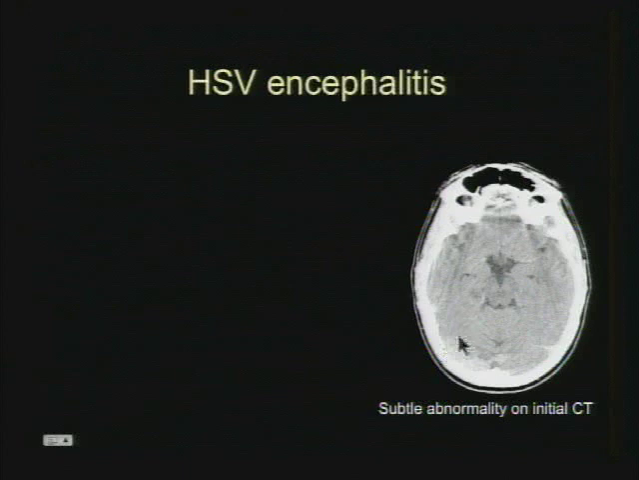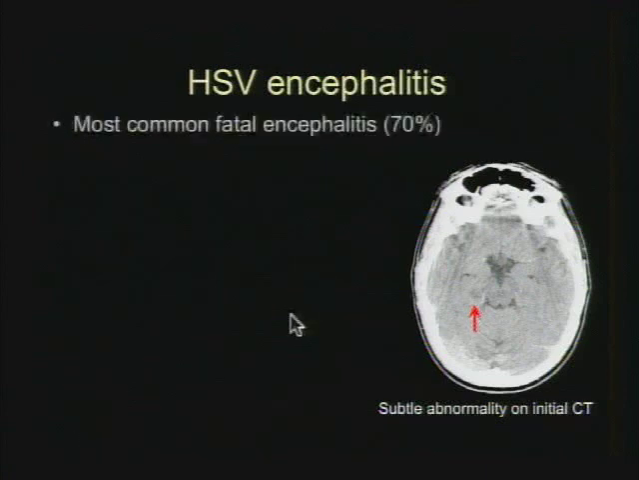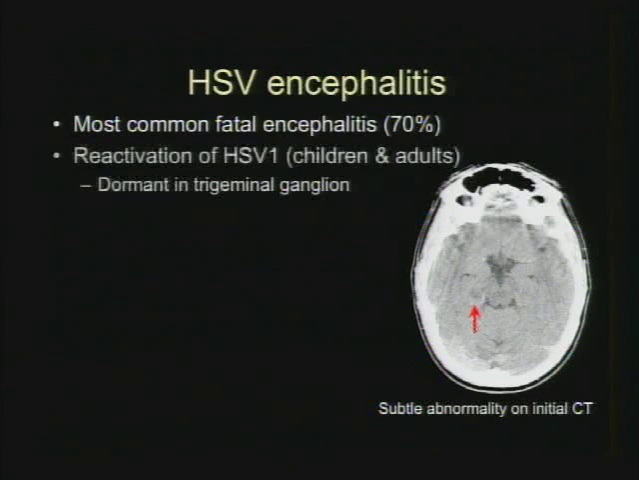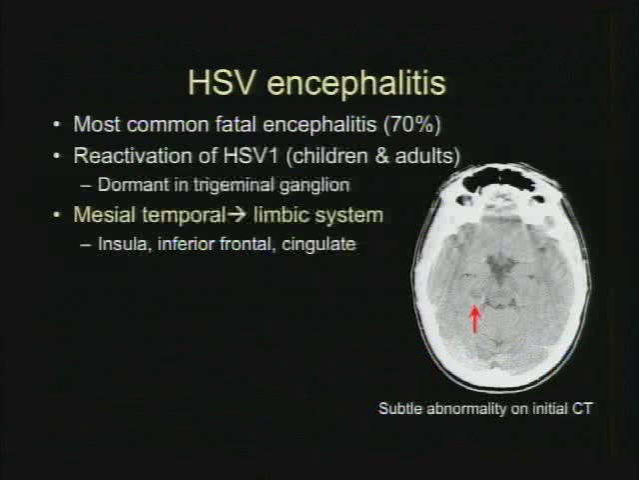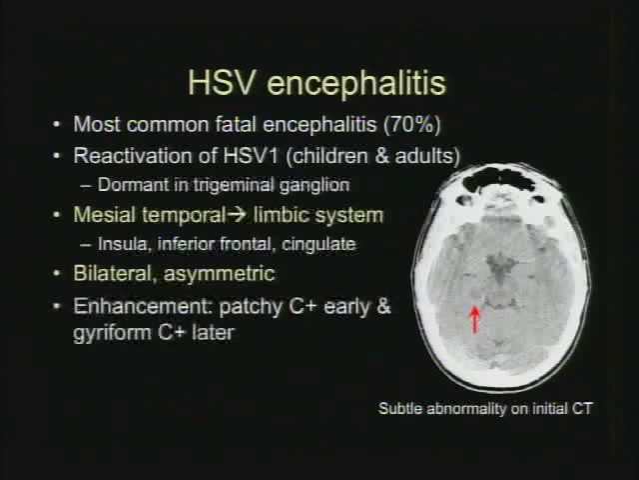And you can even look back on this patient's non-contrast CT and see a very subtle abnormality there in the medial temporal lobe. So this is so important to suggest because it's the most common fatal encephalitis from reactivation of herpes simplex 1 that lies dormant in the trigeminal ganglion. It's going to affect the medial temporal lobe and limbic system. It's usually bilateral but asymmetric.